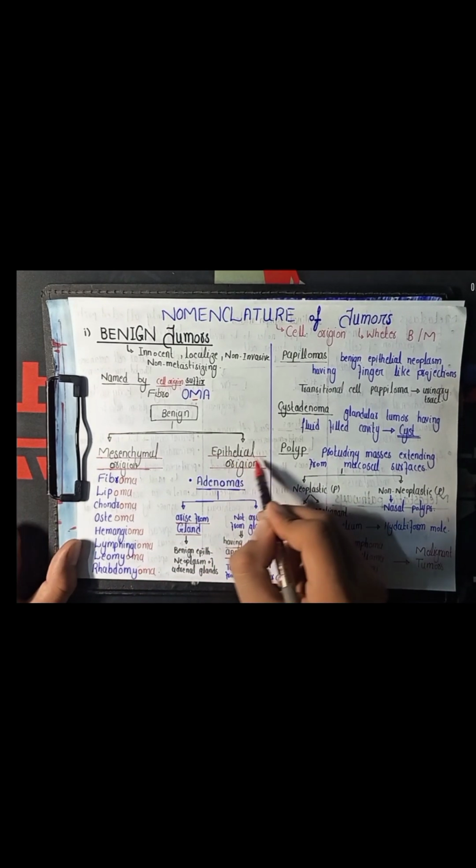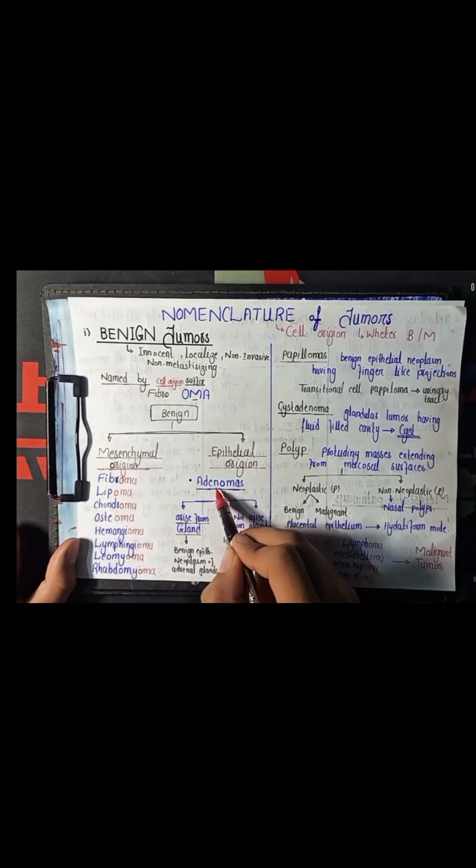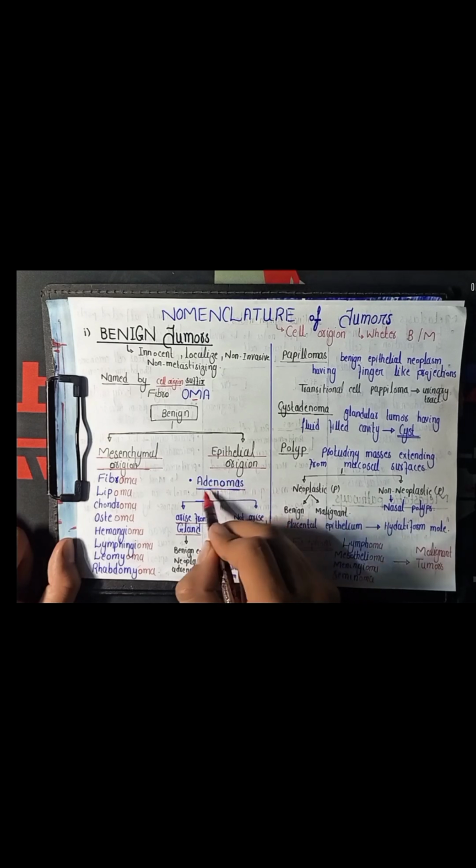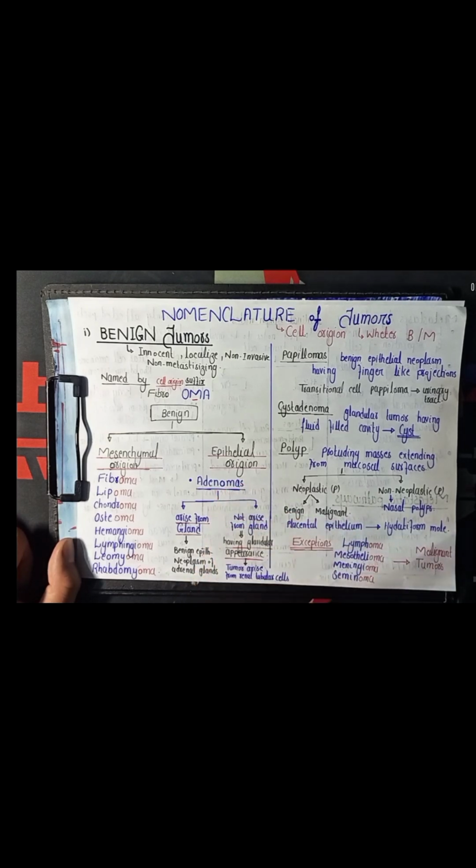Now we come to the benign tumors of epithelial origin. They include adenomas, papillomas, cystadenomas, and polyps. The first one is the adenoma. Adenoma is a benign epithelial tumor, and these adenomas either arise from a gland, or they do not arise from a gland but show a glandular appearance.